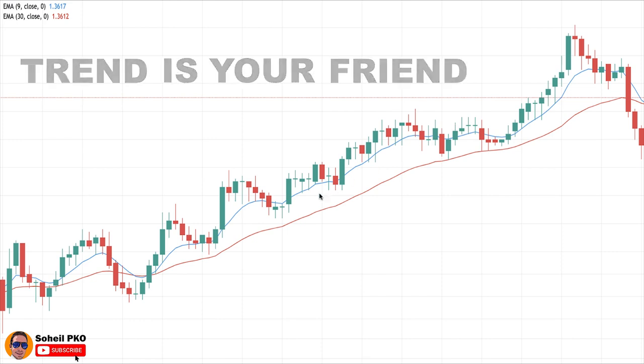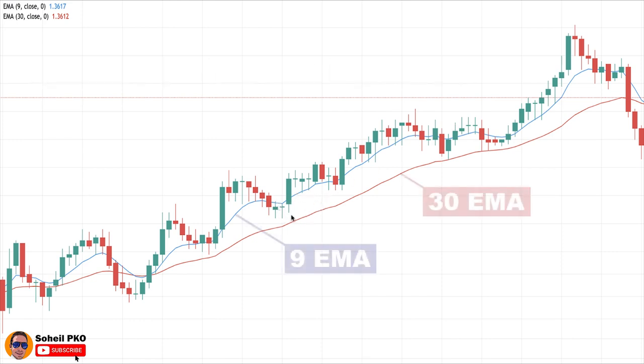In this trading strategy, we use two exponential moving averages with length of 9 and 30. Here, the 9 EMA is our short-term moving average and the 30 EMA is actually our long-term moving average. And in this strategy, we're going to take advantage of the area between the two moving averages. This is a day trading strategy and time frames like 5 minutes, 15 minutes, and 1 hour are suitable for this trading strategy.